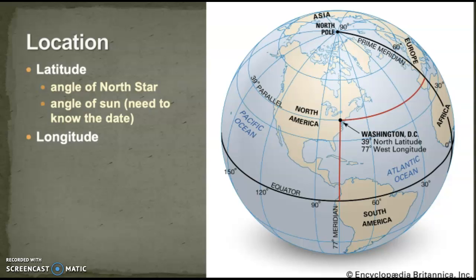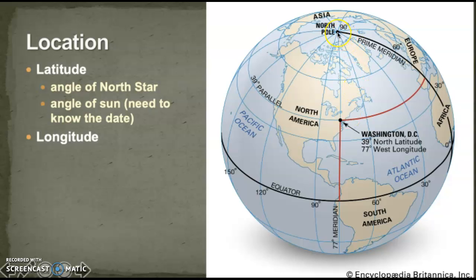Now, because the Earth is a sphere, we use degrees of arc for our longitude and latitude. So we don't use miles, we use degrees to figure out where we are on the surface of the sphere. The way latitude works is that you measure the angle, if you're in the northern hemisphere, of the North Star above the horizon, and that gives you your latitude.